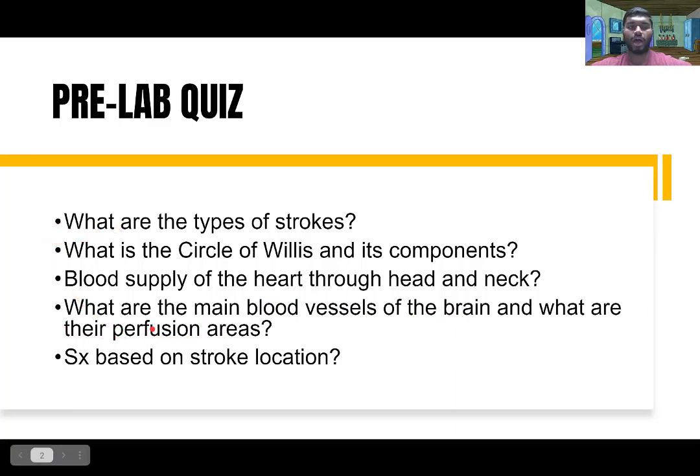But basically the main thing I want to get across in this slide is that even though it's called a pre-lab quiz, it is not indicative of what your quiz questions will be like. It will be harder than what I'm asking you here.